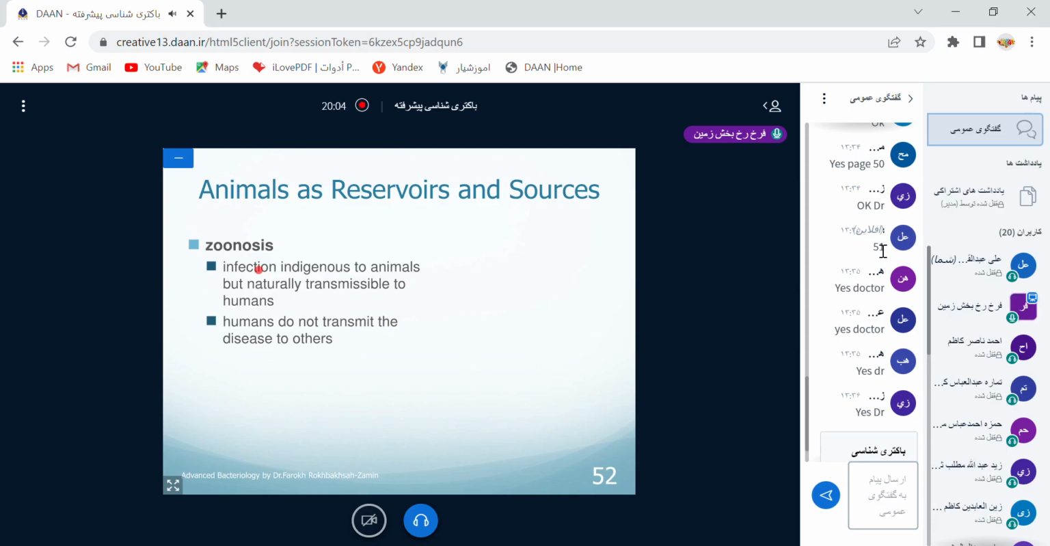For example, suppose Brucella abortus is present in the milk of sheep, goats, cows, and if it is not boiled, if it is not pasteurized, it is transferred by drinking infected milk to people, but not transmitted from person to another person, because the route of transmission is animal milk. So zoonosis: infection in the genus of animals, but naturally transmissible to humans. Humans don't transmit the disease to others.